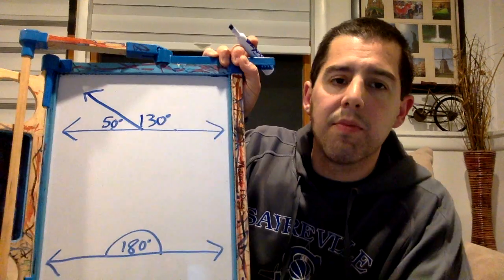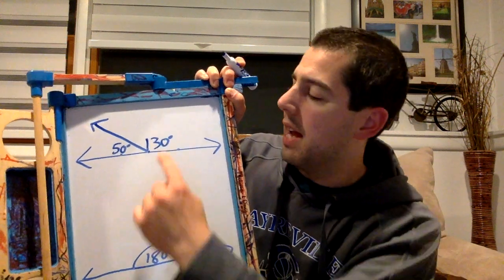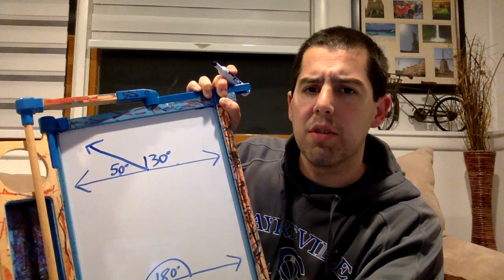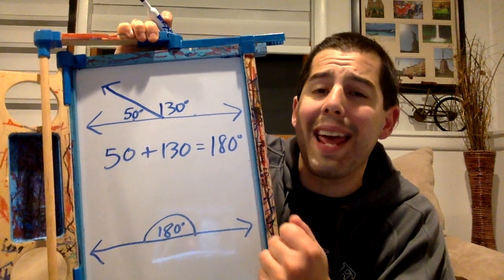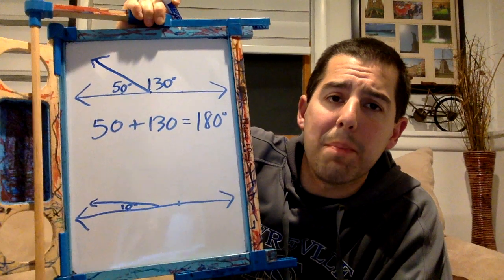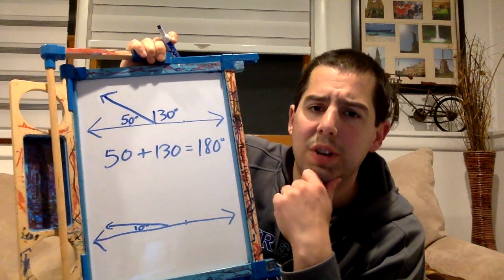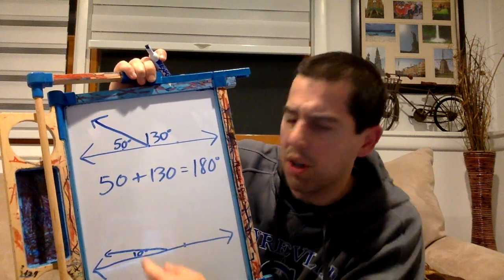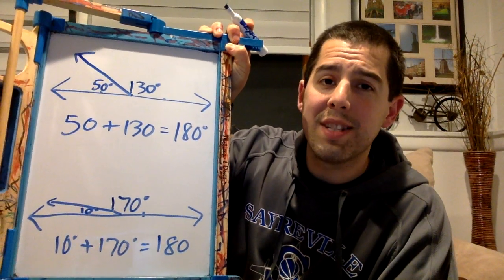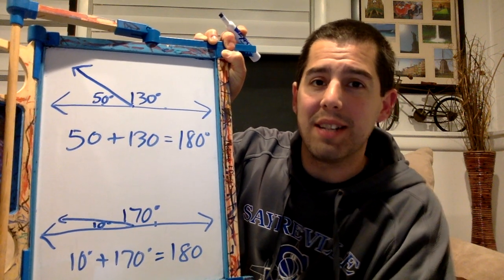Now, let's see what happens when we take that 180 degrees and break it up into two angles. The first example is an acute angle that's 50 degrees and an obtuse angle that's 130 degrees. How do I know that those two are supplementary? Because together they add up to a 180-degree straight angle. Down at the bottom, I've made another 10-degree angle. If the acute angle is 10 degrees, what would the large obtuse angle have to be to make a supplementary angle? If you said 170 degrees, that's correct, because together they add up to 180 degrees.